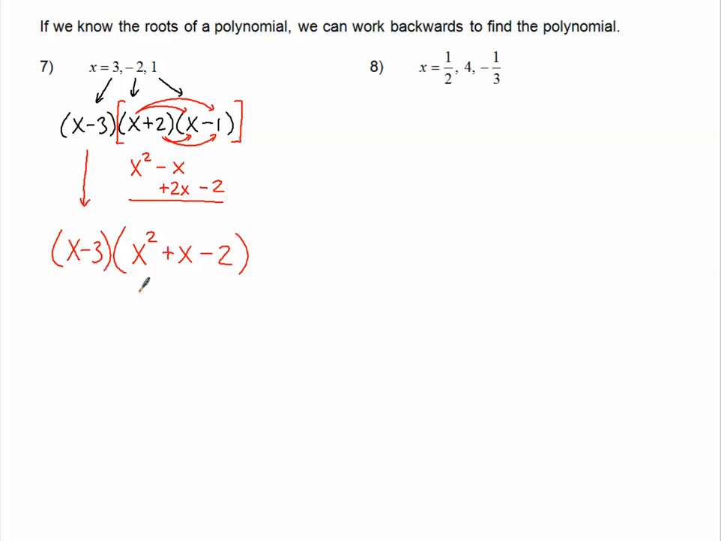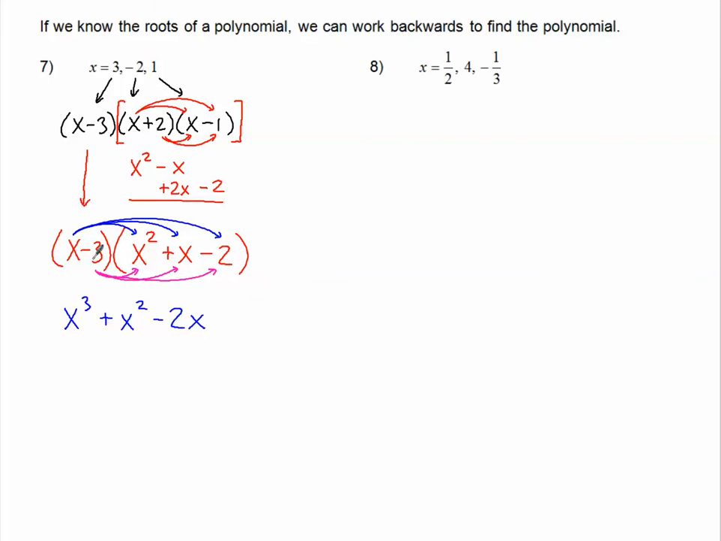And now I will have my answer once I multiply these together. Now this is not technically FOIL because it's actually 6 products. This x has to multiply here and here and here. So let's do x times x squared is x cubed. X times x is x squared. X times negative 2 is negative 2x. Next, we have to multiply the negative 3 here and here and here. It's like a triple distribution.